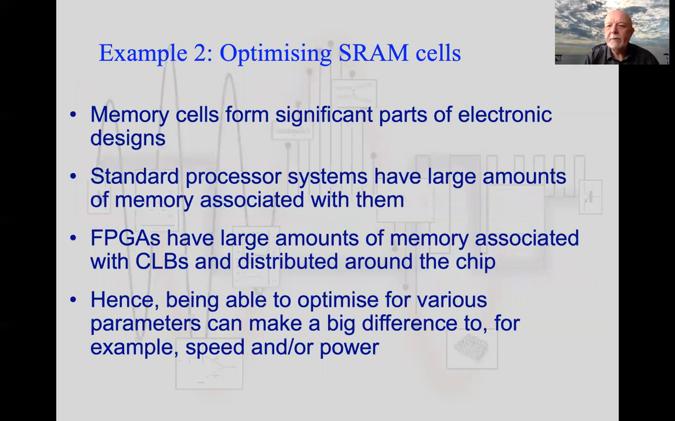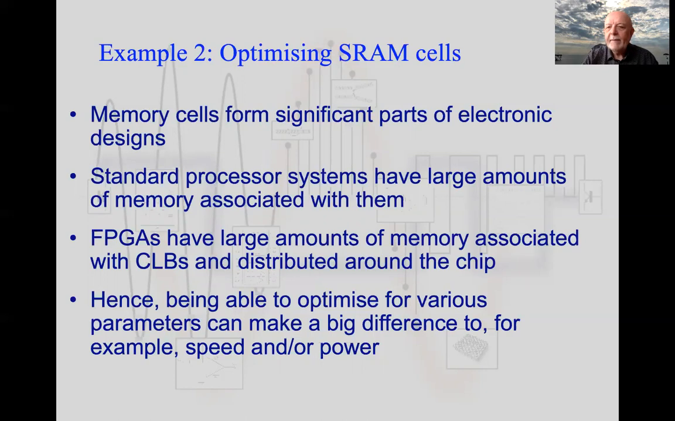Okay, so let's go on to a second example. And so this is slightly different, optimizing a static SRAM cell or cells. Okay, and this is actually a really important thing in this day and age. So memory cells form significant parts of many electronic designs, and standard processing systems have large amounts of SRAM and other types of memory these days.